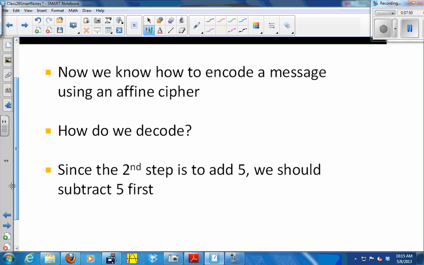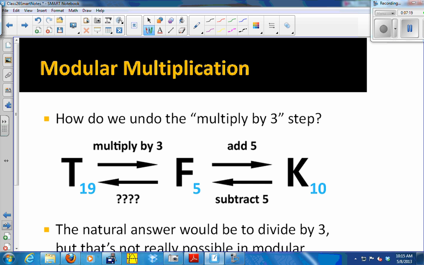All right, so we know how to encode the message using an affine cipher. How do we decode? Okay, so we have to undo what we did. We first multiplied by 3 and then added 5. So to undo, we should start by subtracting 5. But then how do you undo multiplication by 3?